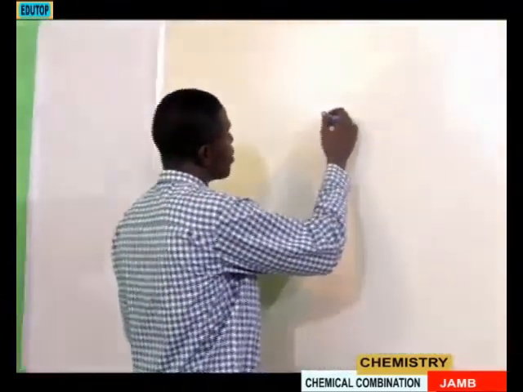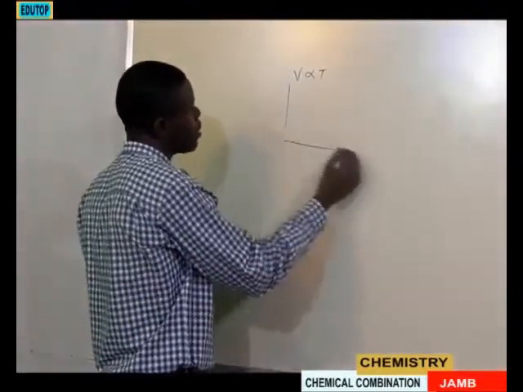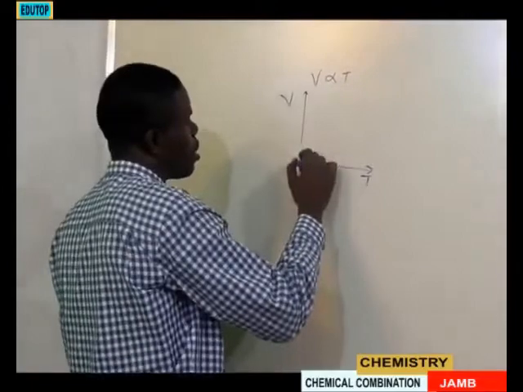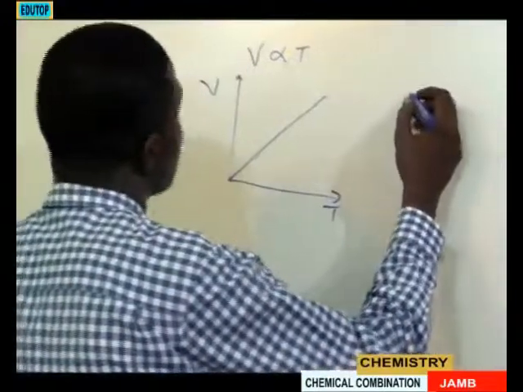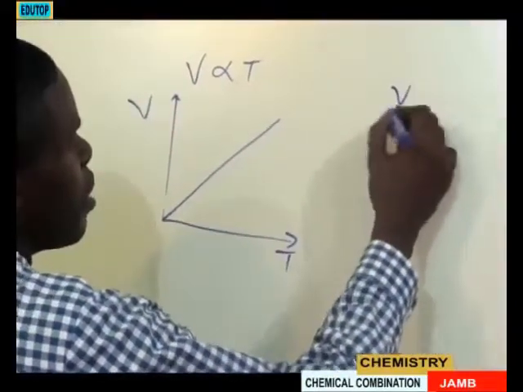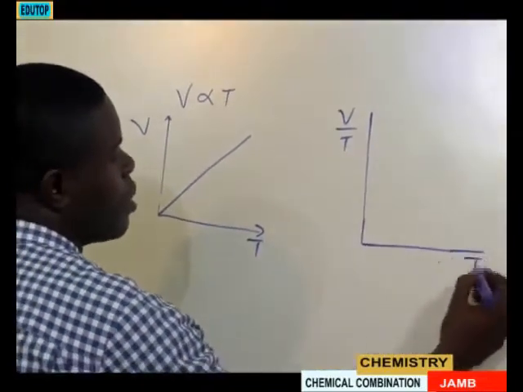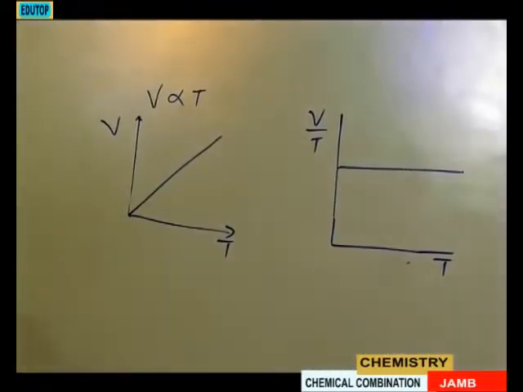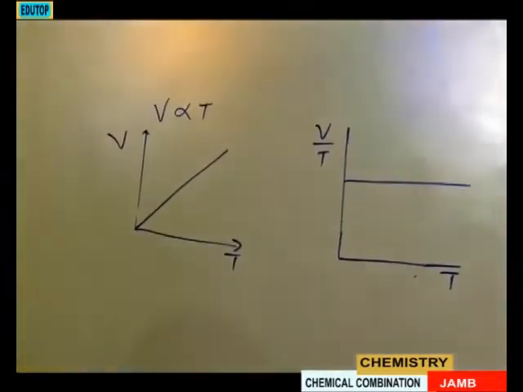So in this situation, you also have graphical representations. For Charles' law, since your volume is directly proportional to temperature, you definitely have a graph like this, V against T. Then you have something of this kind. If you have V over T, for example, then you have a horizontal line like this. So this is a typical example of graphical representations as far as Charles' law is concerned.